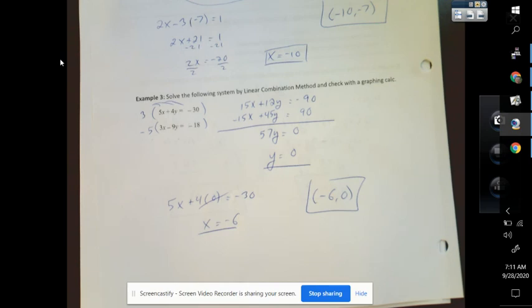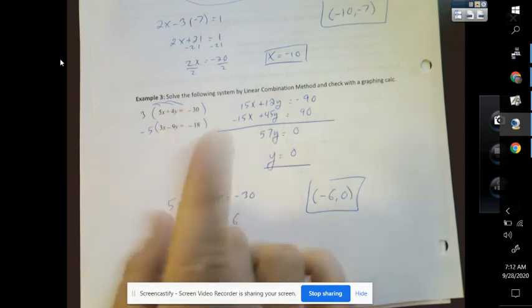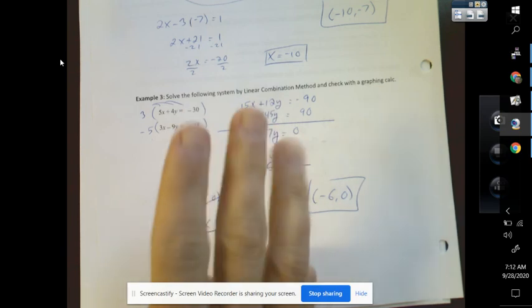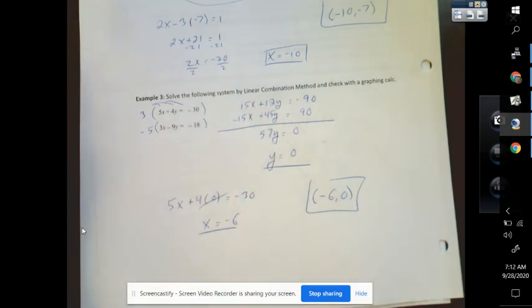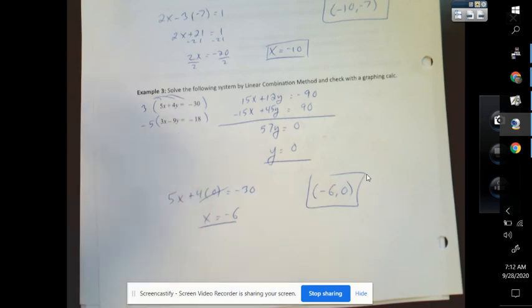So you now have 3 opportunities. You can graph it, you can do substitution, you can do linear combination. Just keep in mind that you might not always have a graphing calculator on you. You can put them into your toolbox. It'll help you down the road.